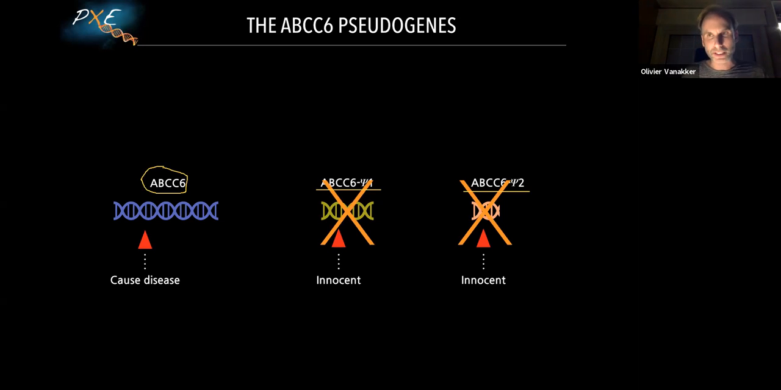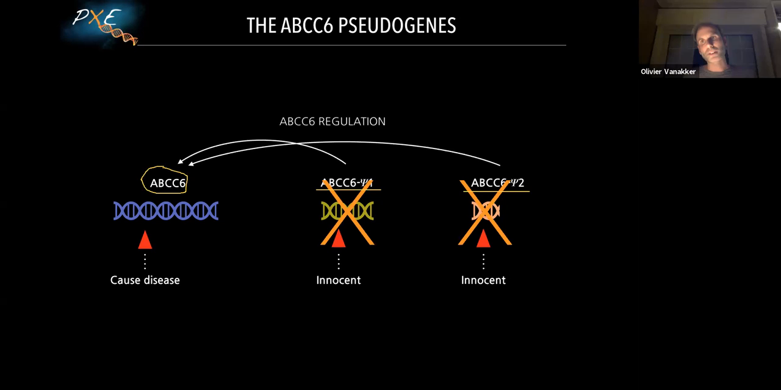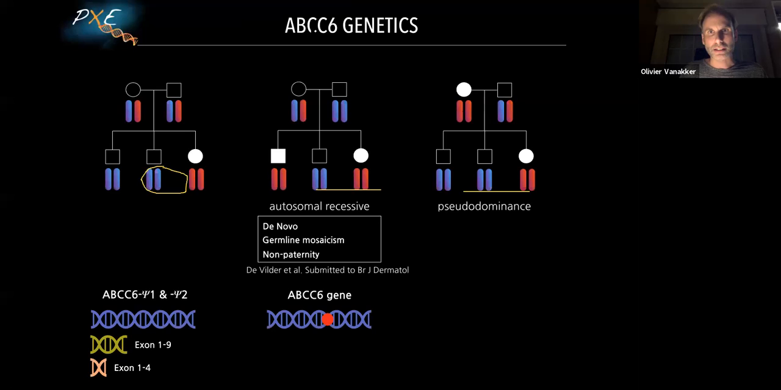Why are these pseudogenes there? Is that just to annoy the geneticists? Not completely. These pseudogenes have a function regulating ABCC6. The mechanisms of that are not completely clear, but this is one of the things that it does.